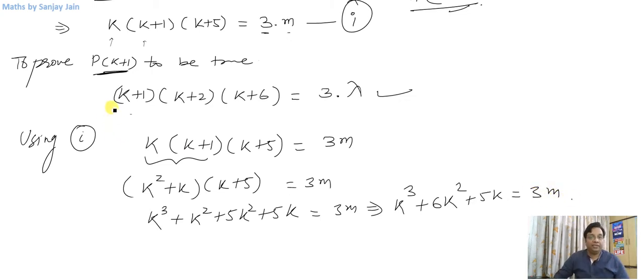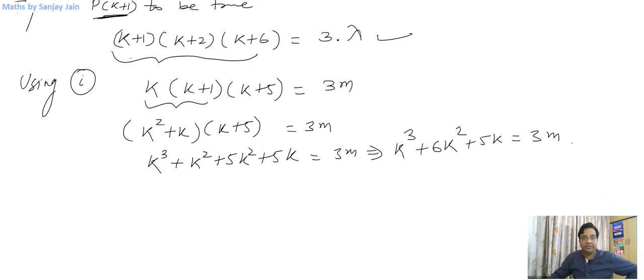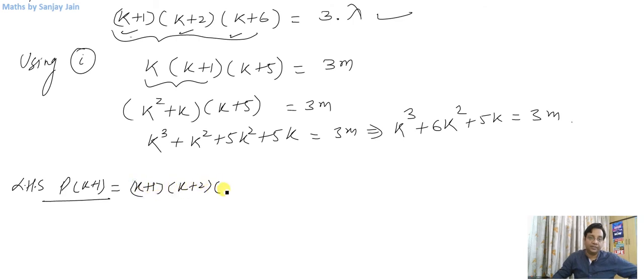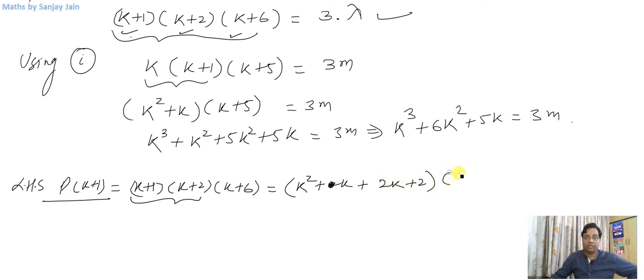Now the left hand side of P of k plus 1 is this. Let us simplify it a little bit. Left hand side of P of k plus 1 is a product of k plus 1 into k plus 2 into k plus 6. Let us simplify or open the brackets. So let me open these two first. So it will give me k squared plus 2k plus k plus 2, times k plus 6, right?